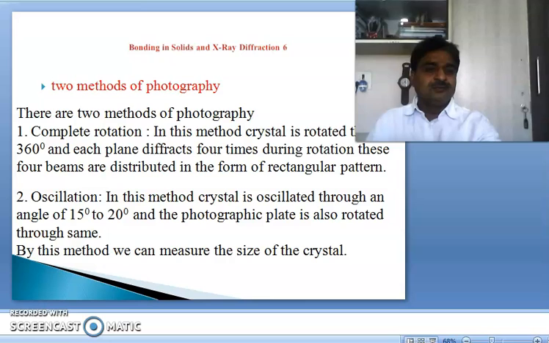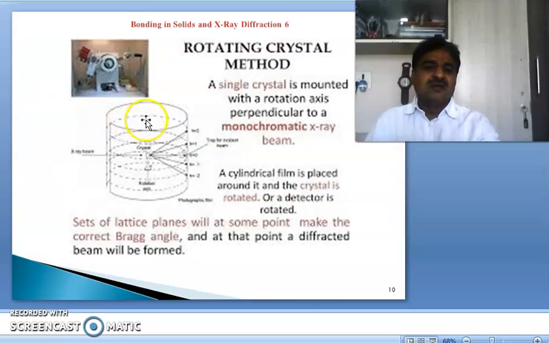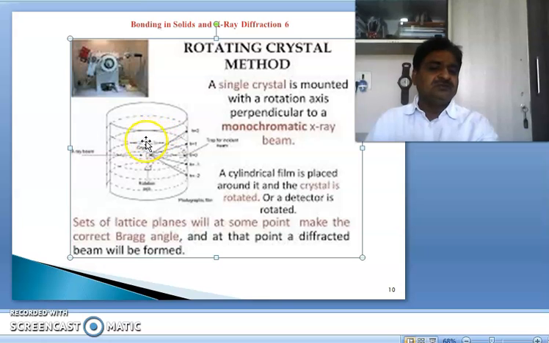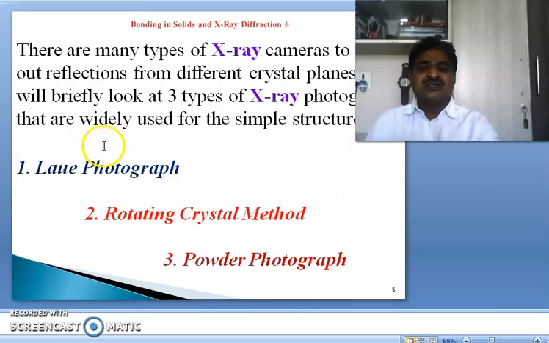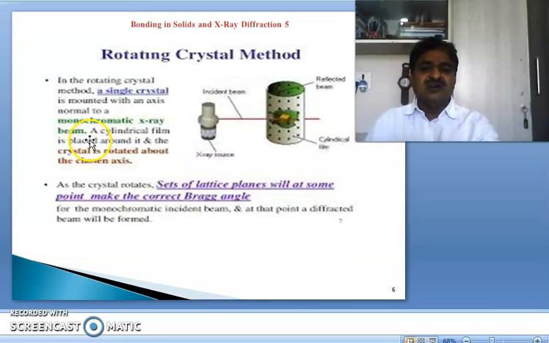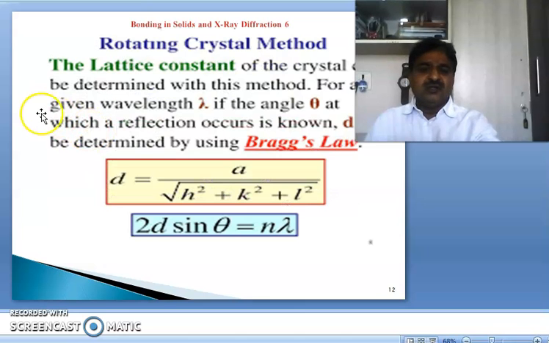By obtaining the Bragg condition, we will get reflection and diffraction, and we obtain various spots on the photographic film. Like this, various spots we will get. So this method is useful for the study of the structure of a crystal, for getting the parameters of the crystal. In order to get the lattice constant, this method is also very useful.